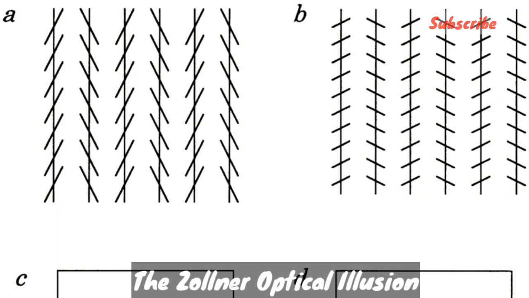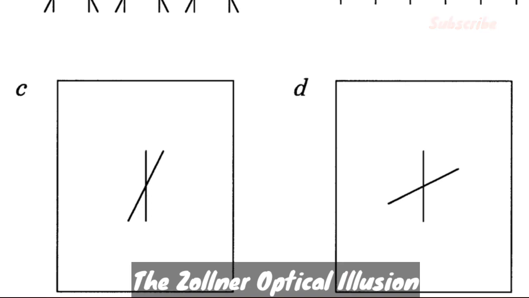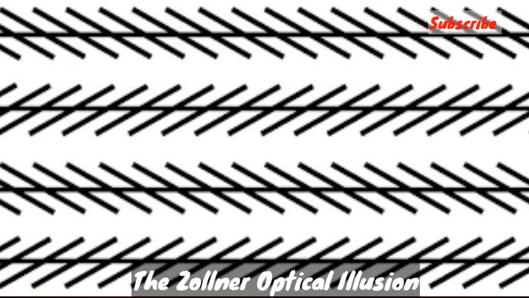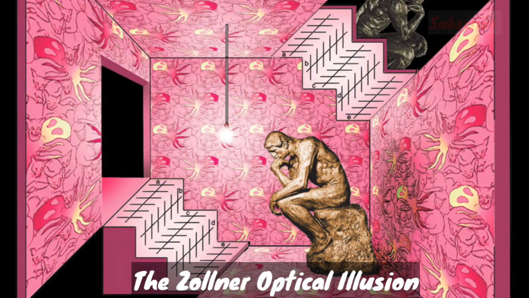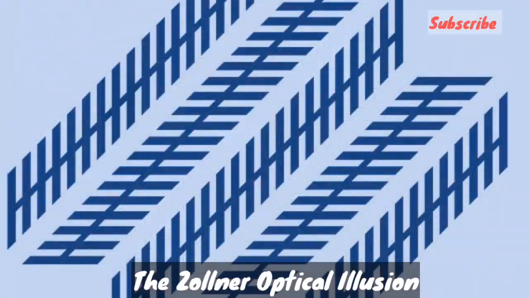Zollner illusion. Sometimes the background of an image can interfere with how your brain interprets the image itself, as is the case with the Zollner illusion. This is one illusion that can make a viewer start to feel slightly queasy if you stare at it for too long. This may happen due to the shorter line's angle compared to the long lines. This causes the brain to perceive depth where there is none.